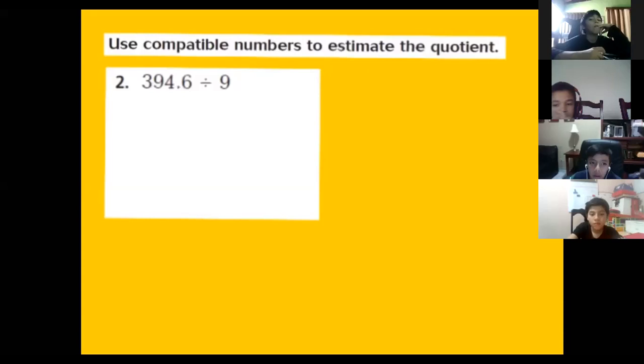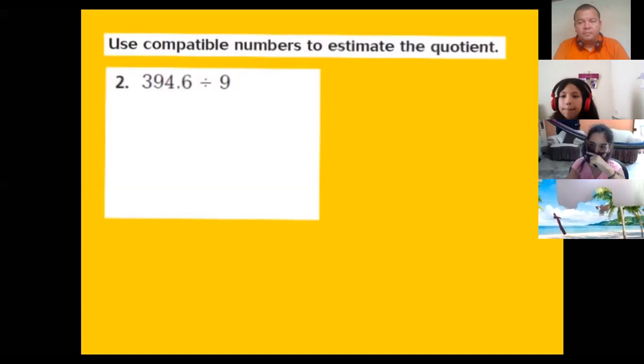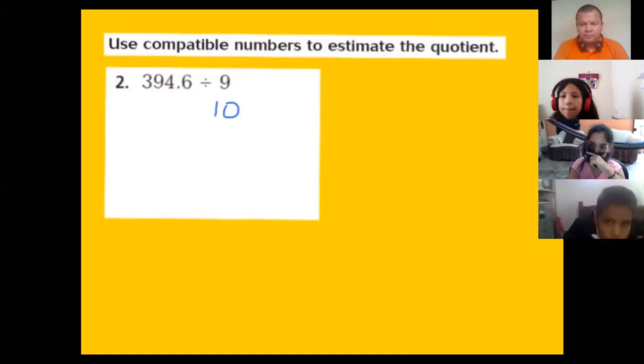So I'm now going to choose compatible numbers. Now I'm going to look first at my divisor, and my divisor here is a 9. Well, what I know is very close to the number 9 is the whole number 10. And I know that 10 is a really easy number to work with mentally. Now I'm going to look at my dividend. And my dividend is 394 6/10.